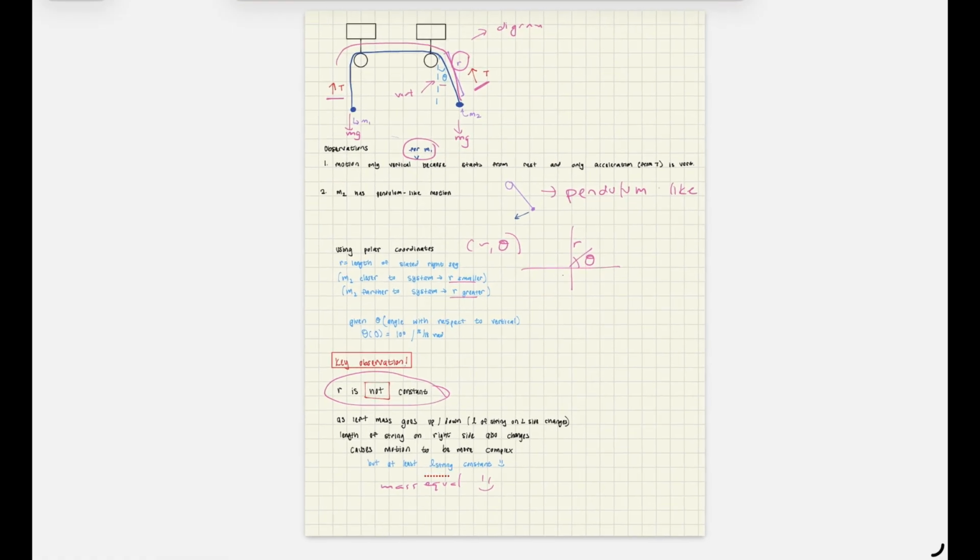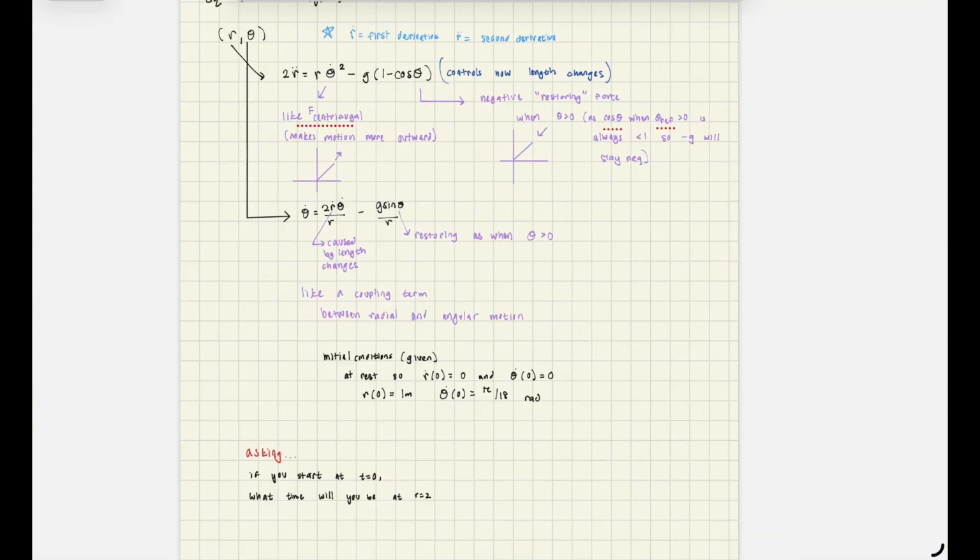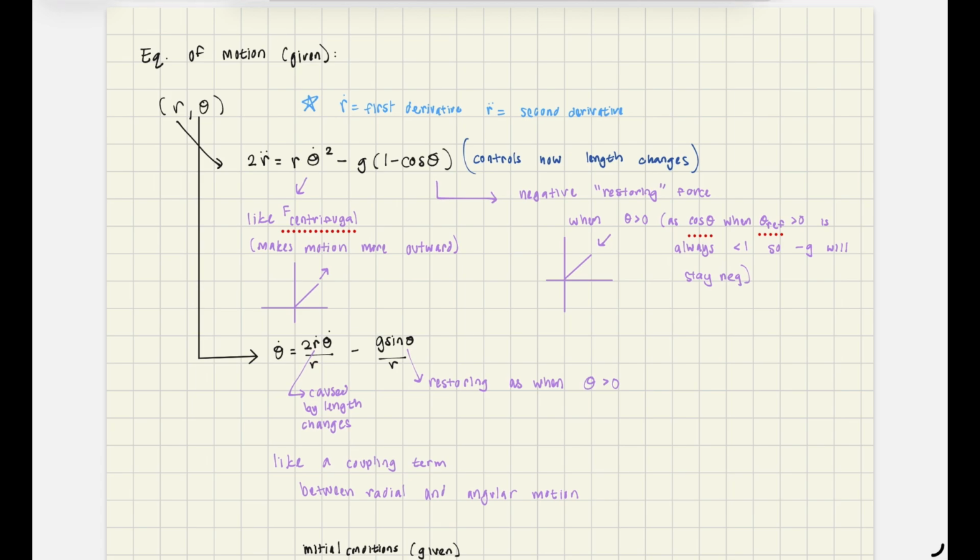So we're given two equations for our polar coordinates. So we're given the acceleration of r and then the acceleration of theta. So first, r with a dot on it is going to be r prime, which is the first derivative, and then the one with two dots is going to be r double prime, which is the second derivative. So we're going to start with r first. We're given that 2r double prime is equal to r theta prime squared minus g times 1 minus cosine theta.